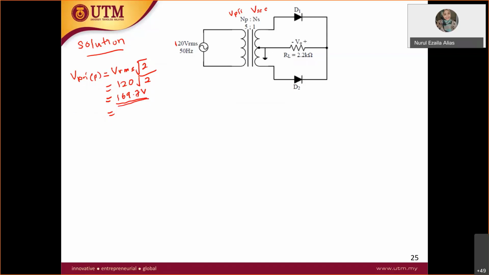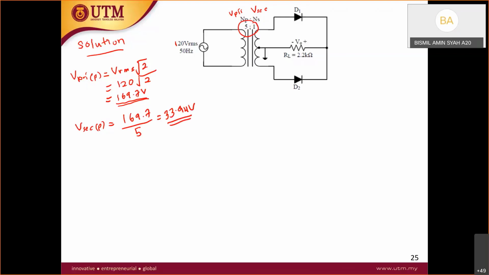Students, first we must use N secondary over N primary. Correct. So V secondary peak, since this is a step-down with the ratio 5:1, is equal to 169.7 over 5. So you will get the value 33.94. Okay, 33.94. So this is your answer for V secondary.